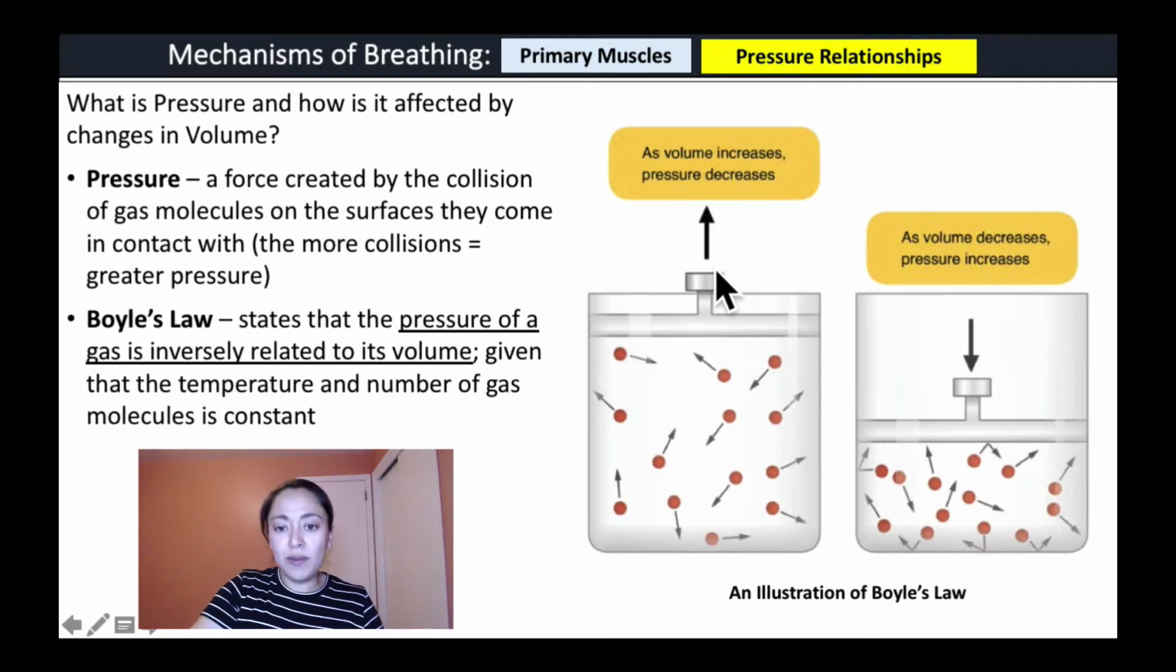Well, what happens if I push the piston down? If I push it down, now these gas molecules are more dense and they're going to collide with the surfaces more frequently, and pressure increases. So as the volume decreases, pressure increases.